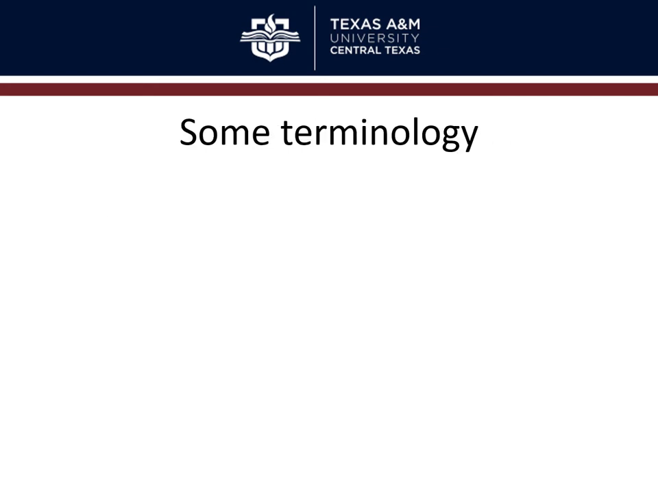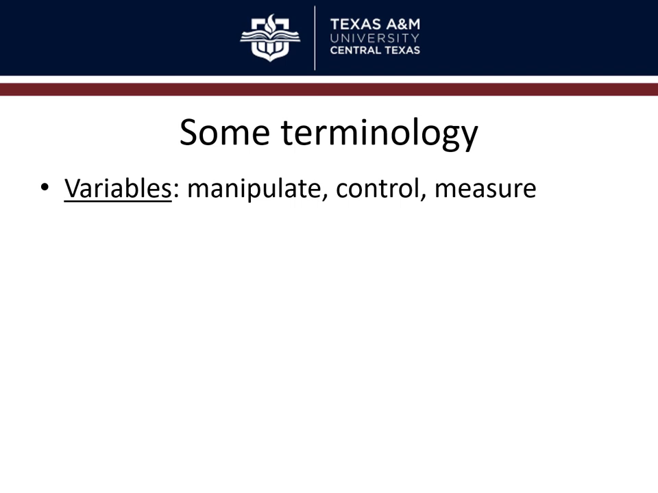All right, so a quick review of some terminology. Variables. Variables are things that we manipulate, control, or measure. And beyond that, a variable is anything that can vary. They can have different values, right? So, say, what color is that car? Well, that's not a variable. That's a constant. That car is red. Okay. Car color, that's a variable because cars can come in different colors, right?